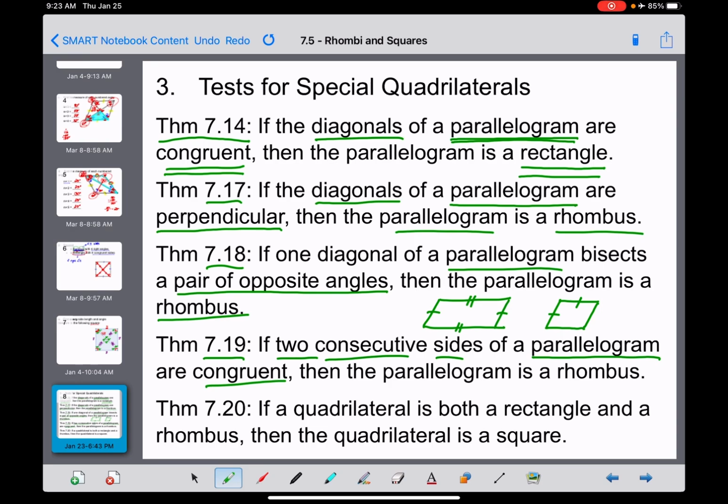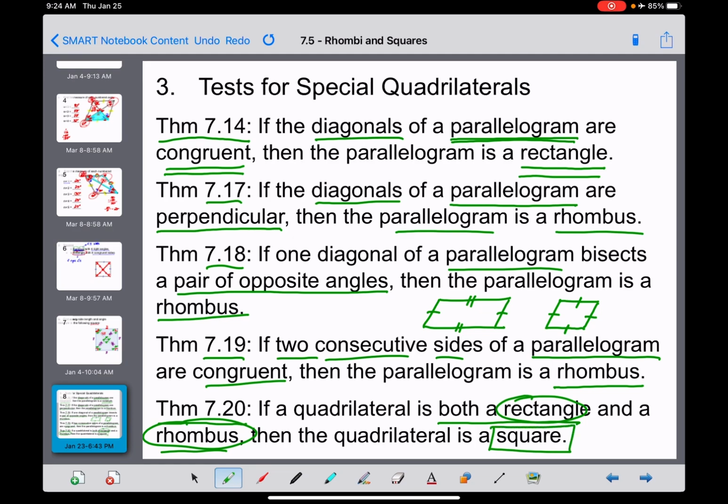Opposite sides in a parallelogram always have to be congruent to each other. So if the top gets 1 tick mark, so does the bottom. If the left gets 1 tick mark, so does the right. Oh, and that means that all four sides then would end up being congruent, and that makes that a rhombus. And the last theorem here, 720, says that if you are dealing with a quadrilateral and it's both a rectangle and a rhombus, a rectangle tells you it has 4 right angles, a rhombus tells you that it has 4 congruent sides, then you know that the quadrilateral you're dealing with must be a square.